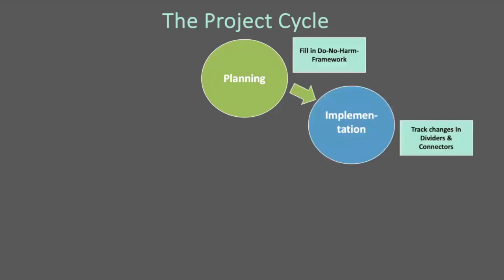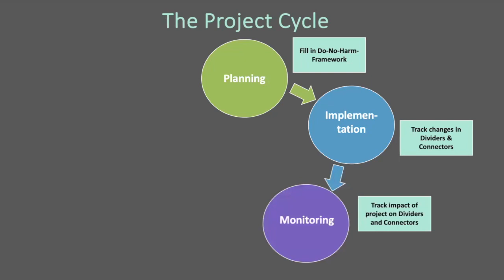As you go into implementation, you need to track changes in the dividers and connectors to see if you are, through your activities and through the way you're doing your intervention, increasing dividers or weakening connectors. And you continue to do so, obviously, as part of your monitoring. And when you realize here that your project has a negative impact by strengthening dividers or weakening connectors, you can redesign the project details again and again in implementation stage.